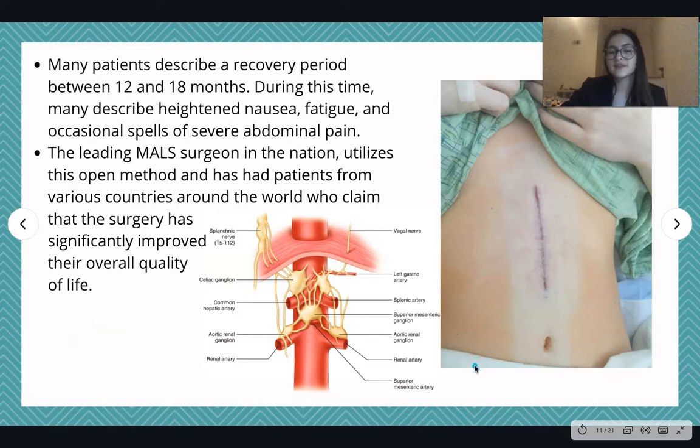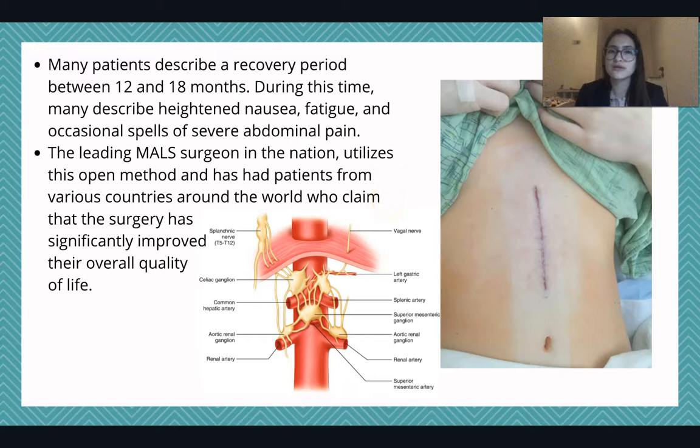If we take a look over here, we can see a closer view of the celiac ganglia in relationship to where they lie with the celiac artery. We can also see this large scar caused from the open surgery. Patients who underwent this surgery described a recovery period between 12 and 18 months. This is significantly longer than those who underwent the laparoscopic surgery.